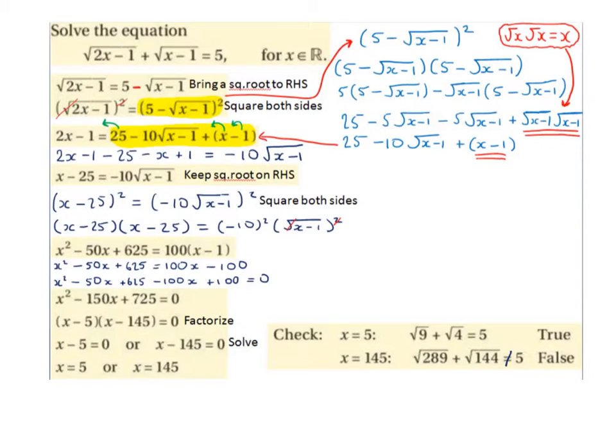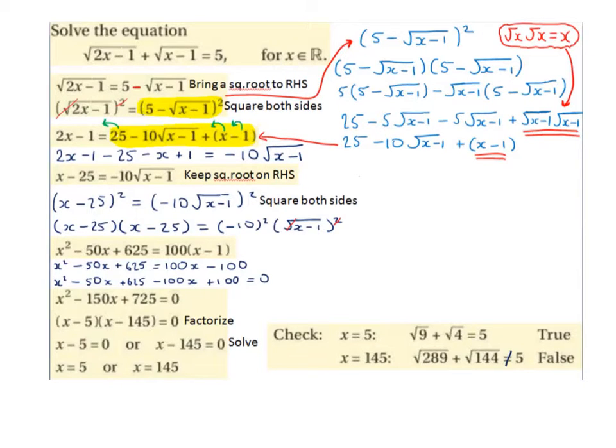So then we can take the 25 minus 10 root x minus 1 plus x minus 1 and just write it in here. So this became this.